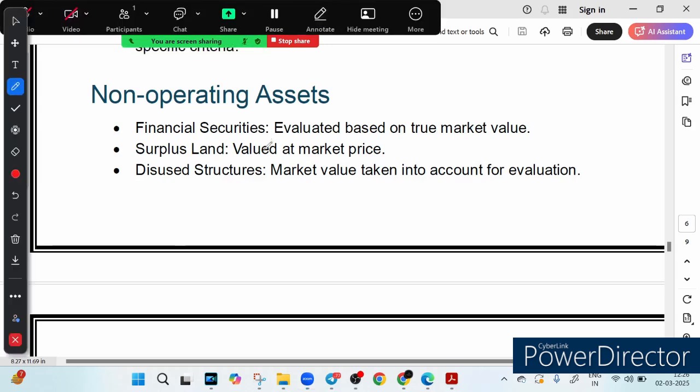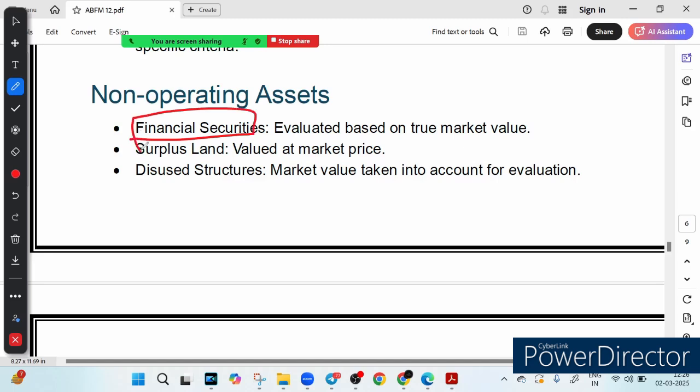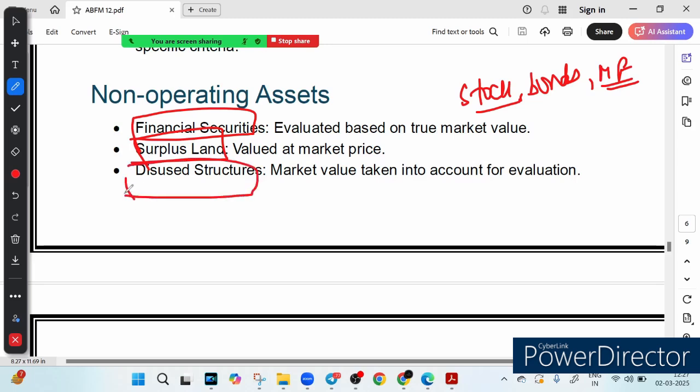So that is financial security. So this is called market driven asset. This includes investments like stocks, right, bonds, mutual funds. So their value is simple: they are worth whatever the market is willing to pay. Then we have surplus land. So extra real estate. Some companies own land that they do not use, maybe for future expansion or just as investment. So they are based on the current market price, just like selling your house. Then you have some disused structure, which means imagine an old factory that a company no longer uses. It still has value, but only at its market price, not at original cost.